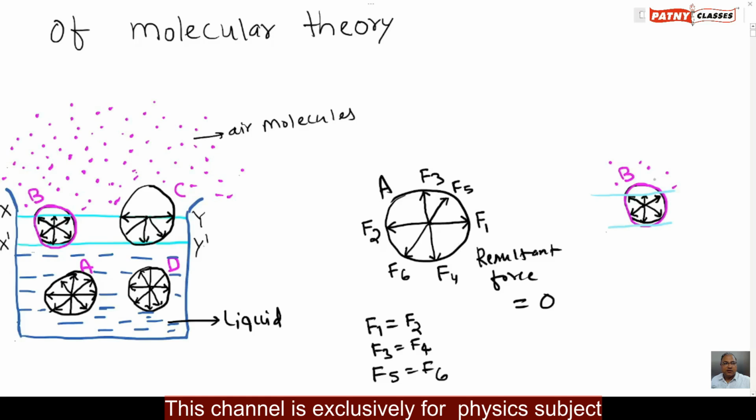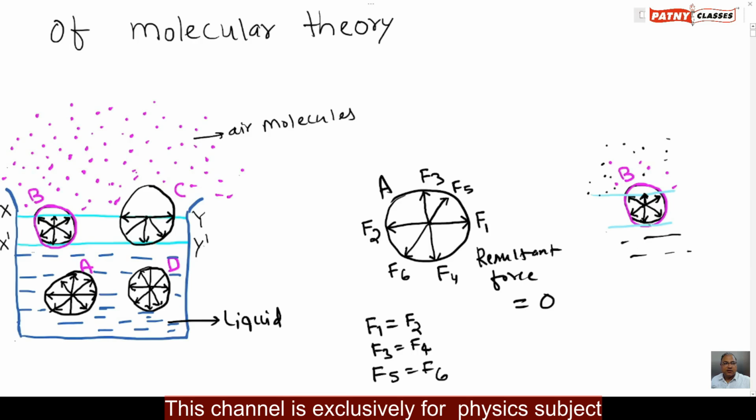Now let us talk about molecule B. In molecule B, we have drawn arrow marks, but here the upward arrow mark is smaller in length and the downward arrow mark is larger in length. What does it signify? It signifies that, as I already told you, a large number of air molecules are present above molecule B, and downward there is liquid.